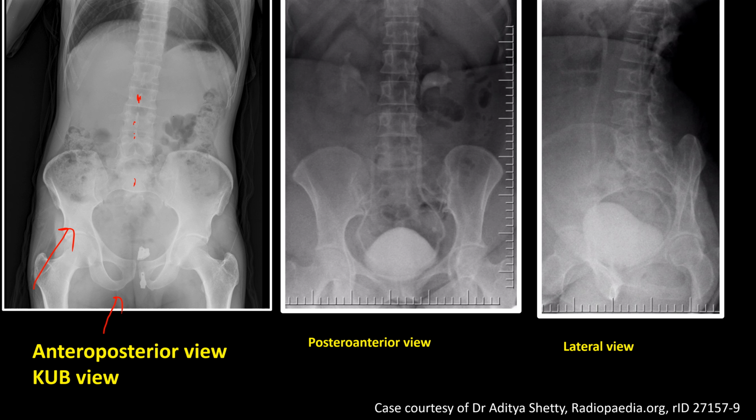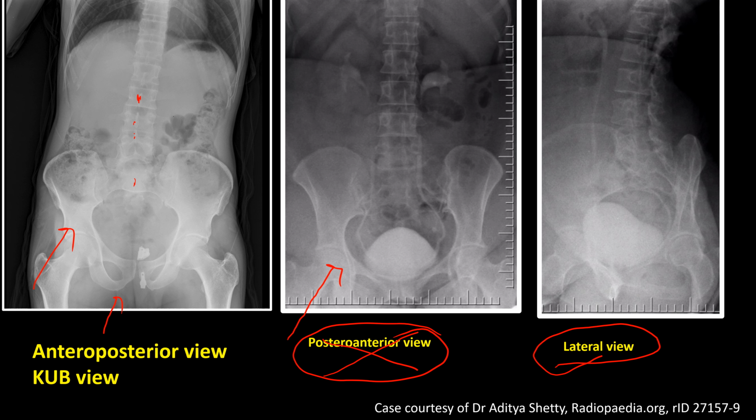As I mentioned previously, the anteroposterior view is the standard view for abdominal X-ray. If anterior structures are well visible, then it is known as the posteroanterior view, like in this image. The posteroanterior view is rarely taken and is almost obsolete now. Sometimes we take a lateral view also to identify the position of a pathological structure or foreign body.